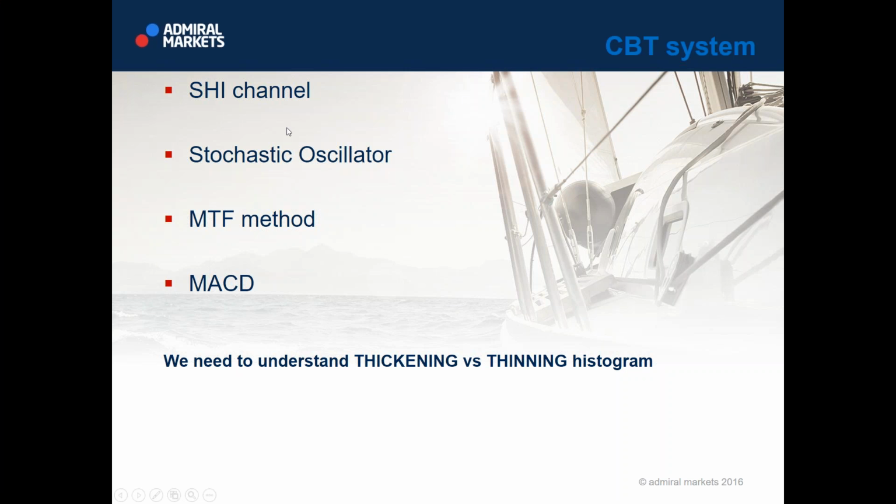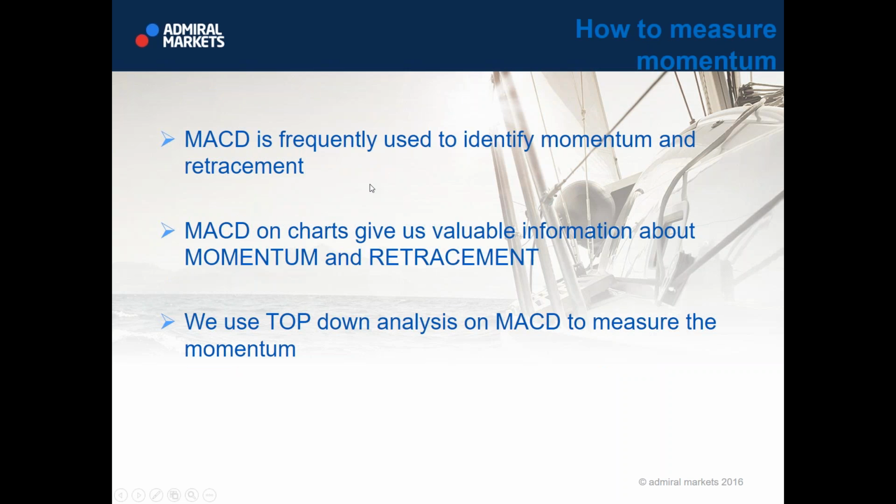So the primary rule is we actually will trade SHI channel indicator, stochastic oscillator, it's MTF method and it uses MACD. So we need to understand thickening versus thinning histogram. In this system, we use MACD. This is important part of system. MACD is frequently used to identify momentum and retracement. MACD on charts will give us valuable information about both momentum and retracement.